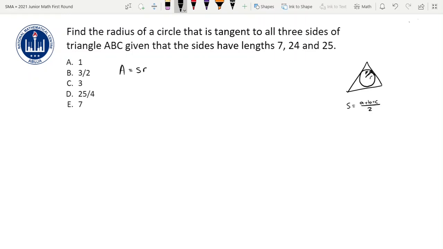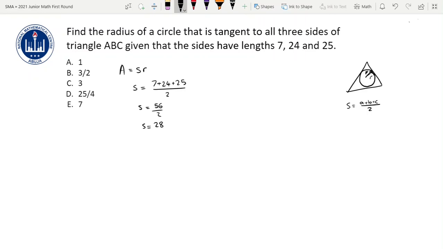So let's go ahead and find S, which is the semi-perimeter. Remember, the semi-perimeter is half of the sum of the side lengths of the triangle we're looking at. So in this case, the semi-perimeter will be 7 plus 24 plus 25 divided by 2. 7 plus 24 is 31, plus 25 is 56. So this is going to be 56 divided by 2, and therefore the semi-perimeter of this triangle will be 28.